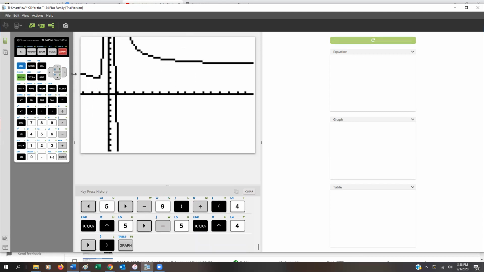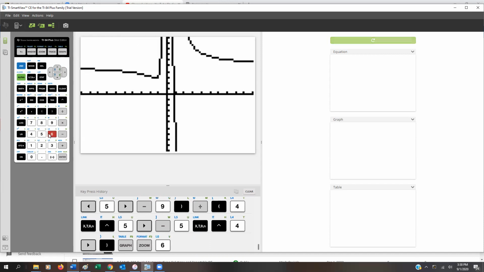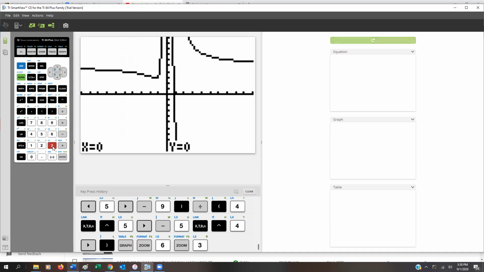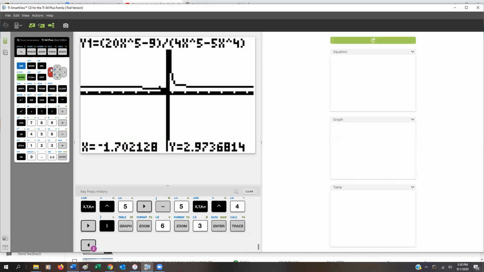All right, so we get a really weird graph. Now I'm going to zoom standard, and then maybe zoom out just a little bit. So maybe zoom out once. So I'm going to do 3 for zoom out, and hit enter. And you can clearly see that from both the left and the right-hand side, this graph is looking like it's approaching the same value. So let's trace it and see what happens.